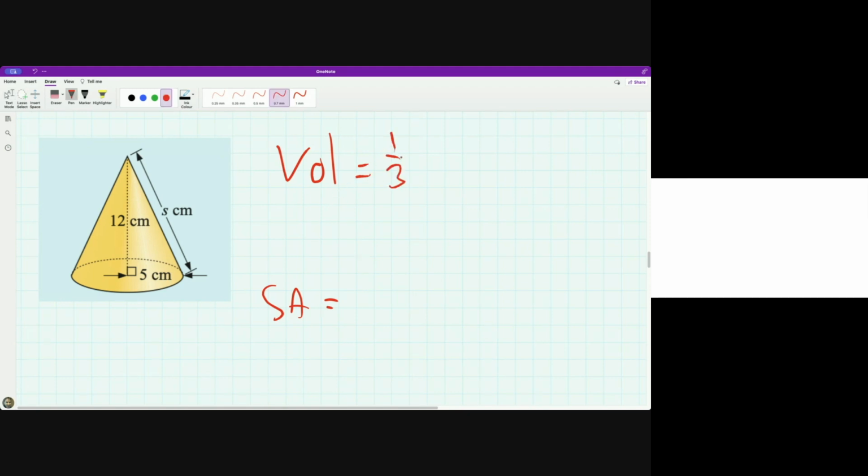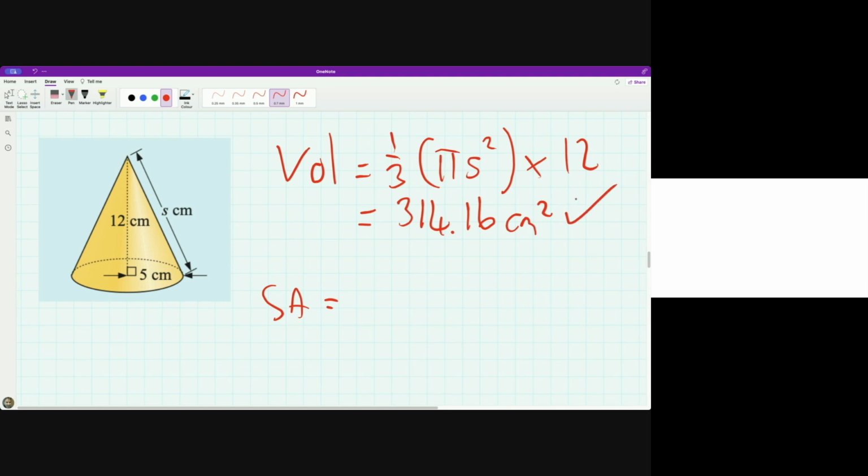So 1/3 times the area of the base. This will be pi r squared, and I can see the times 12. So that's actually just a straight plug in the formula. 1/3 times pi times 5 squared times 12. I get 314.16 centimeters squared.